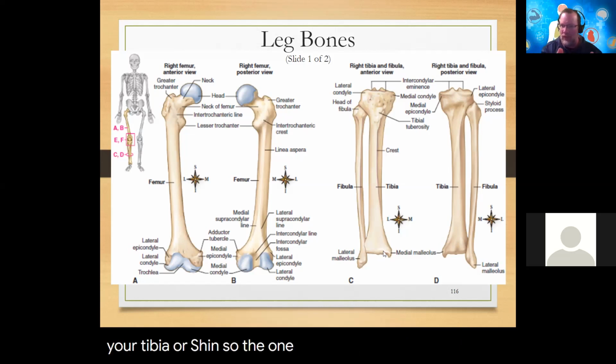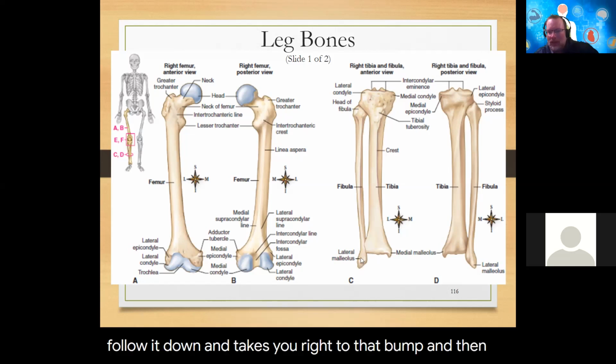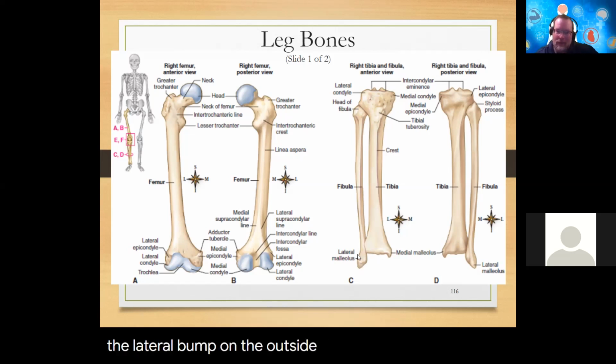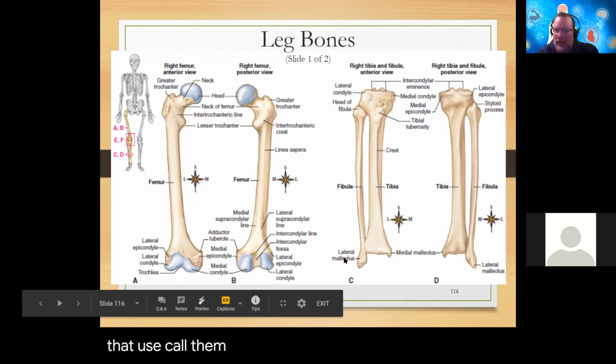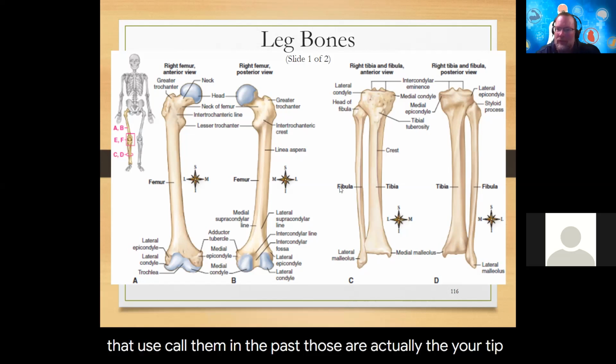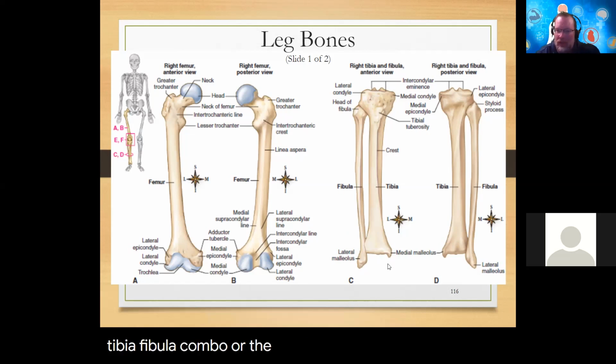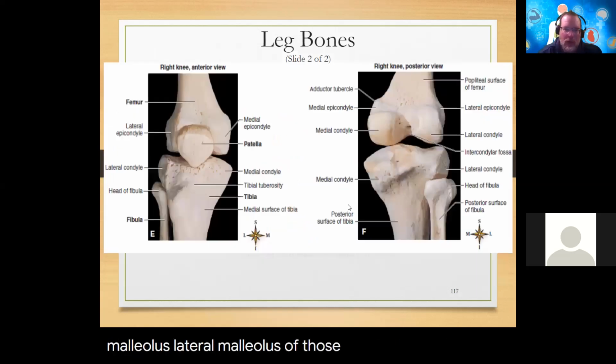So the one toward the middle is called the medial malleolus. This is that big bump. That's part of your tibia. If you palpate or feel your shin and you follow it down, it takes you right to that bump. And then the lateral bump on the outside, if you palpate that and follow up, it'll take you right up. It kind of buries into some musculature, but that's the fibula. So what you called your ankle bones in the past are actually your tibia and fibula combo, or the tib-fib, as we call it in the clinic. Medial malleolus, lateral malleolus of those two bones.